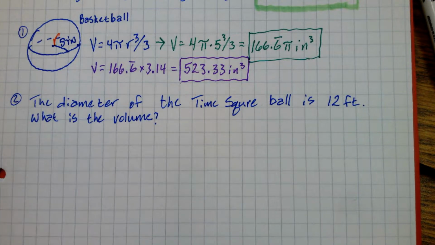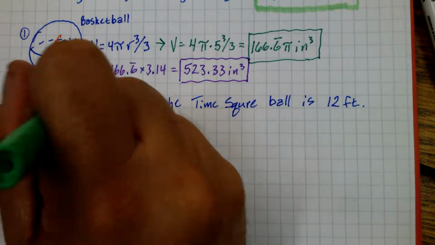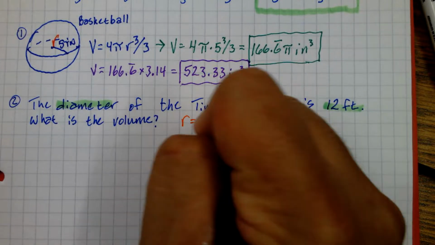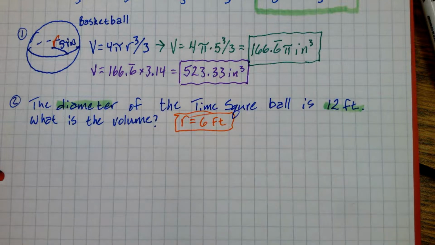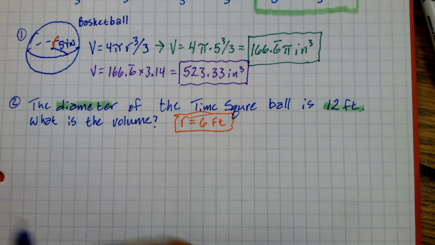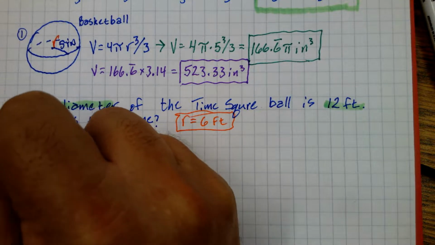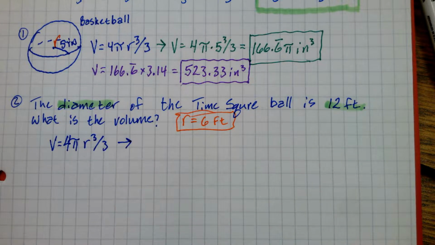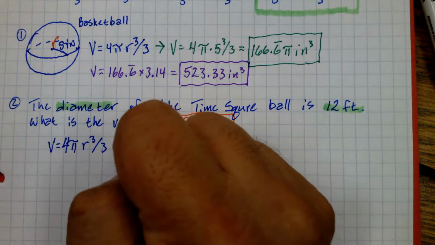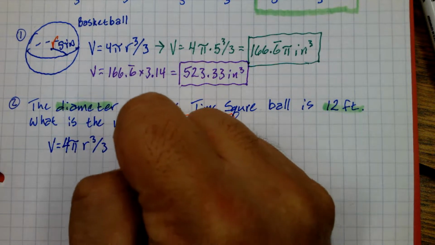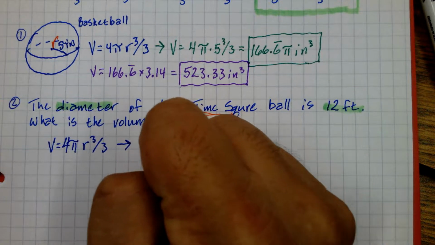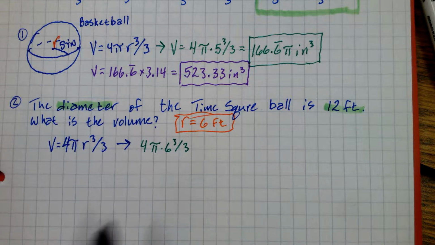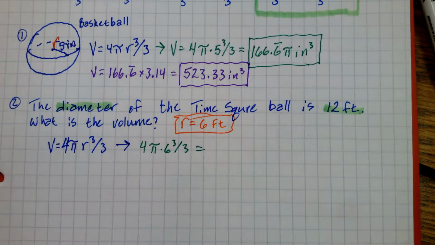Okay. Well, we don't need to draw it because they tell us the important information there, right? Diameter, 12 feet. So what's the radius? And really, for our formula, that's all we need. All we really need is volume equals 4 pi r cubed divided by 3. So let's just calculate it using 6 feet. So here we go. 4 pi times 6 cubed divided by 3. So all we need to do is multiply 4 times 6 times 6 times 6 and divide by 3. And we'll get an answer.